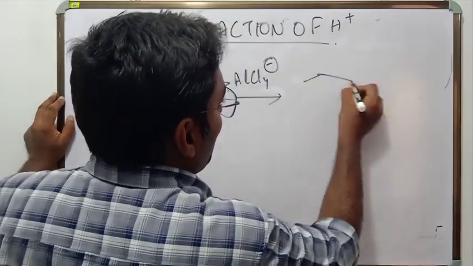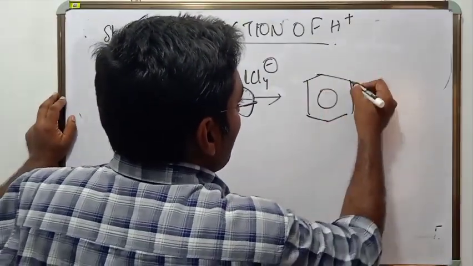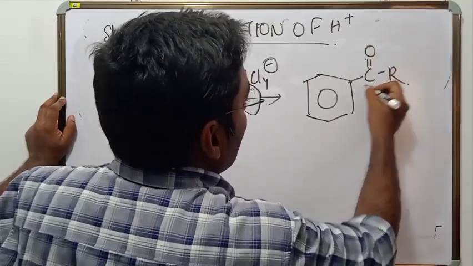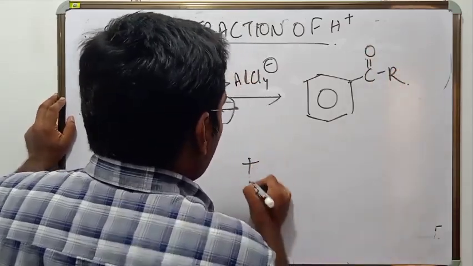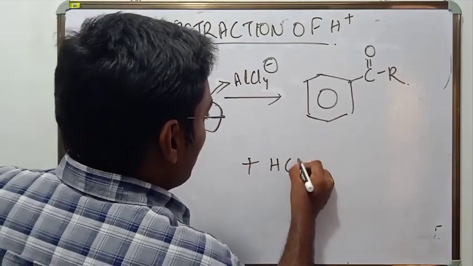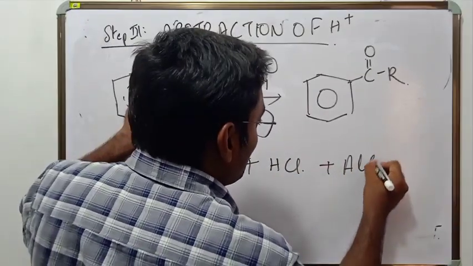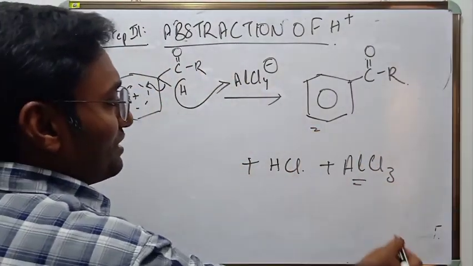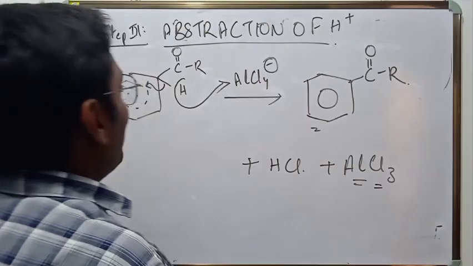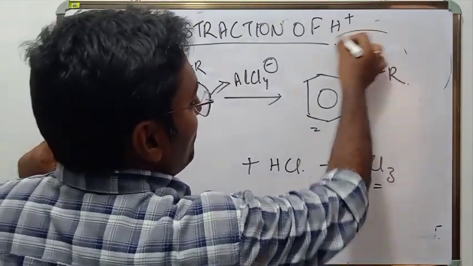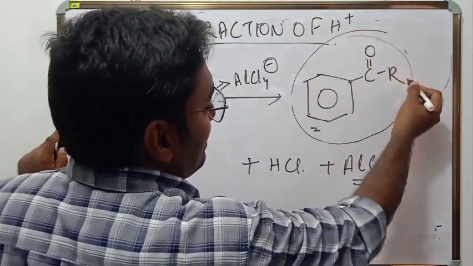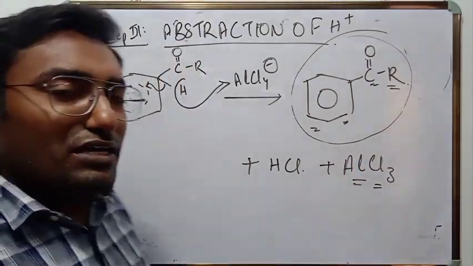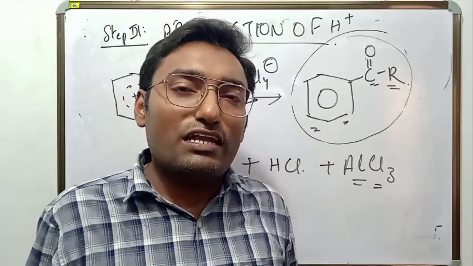So you get an alkyl phenyl ketone, and the other thing that you get is HCl, and you get the catalyst back as AlCl3. So you get an alkyl phenyl ketone, you get the AlCl3 back, and that is how alkyl phenyl ketone results. Dear students, that is all about Friedel Crafts acylation.